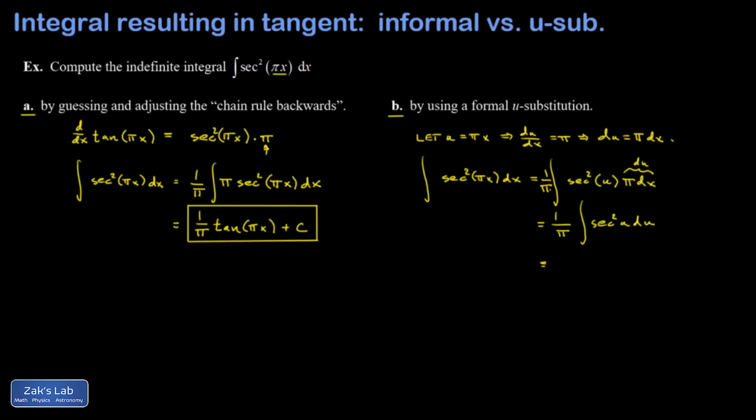And that's a standard integral again. I recognize secant squared comes from the derivative of the tangent function. So I have 1 over pi tangent u plus c, and then I replace u with pi x, the original definition of u, and I'm done.